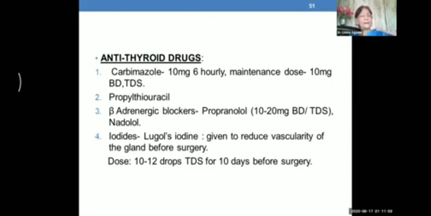Lugol's iodine is given to reduce the vascularity of the gland before surgery, and the dose is 10 to 12 drops TDS for 10 days before the surgery.